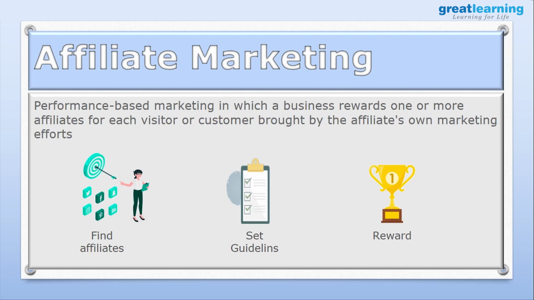So based on that and based on the other kind of matrix that you had set up, you'll go forth and reward your affiliate. Like I said, the reward can be in the form of cash, free access to your services, or a discount or anything. So this sums up affiliate marketing.